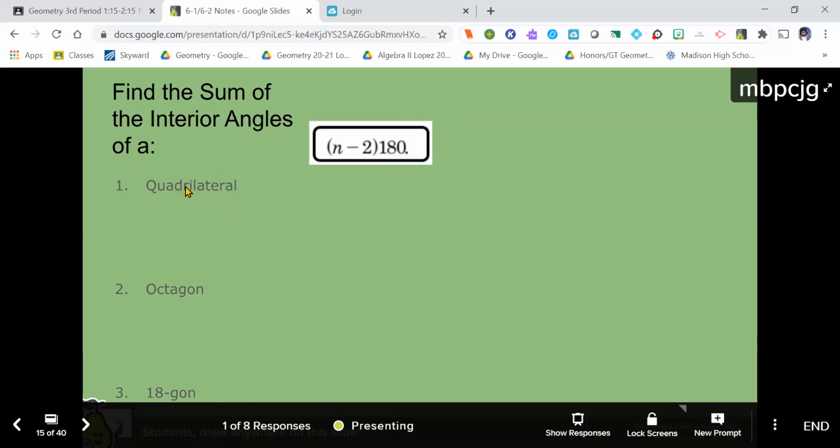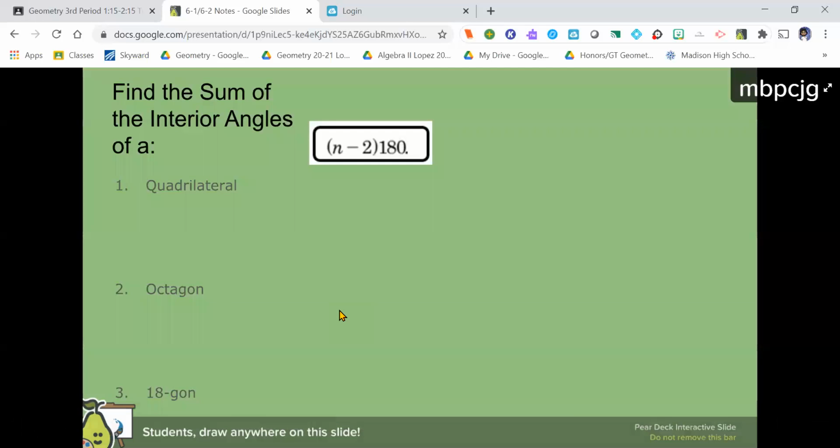Yeah. So be ready to answer. Please do these 3. I want you to figure out the interior angle sum for all 3 of those. You can do it on your phone real quick. You can just calculate it.